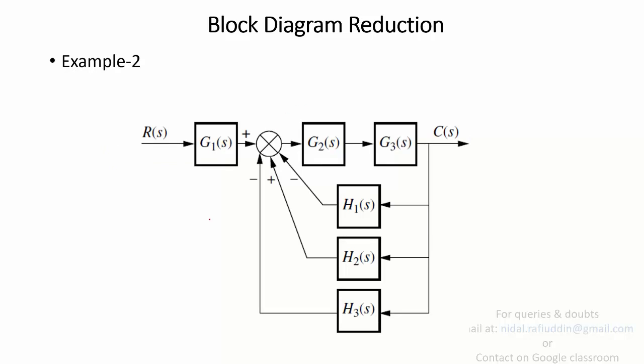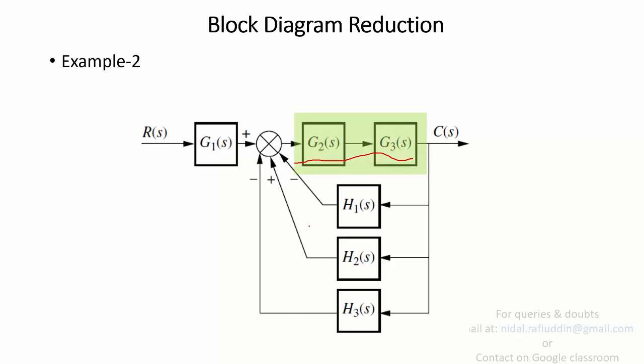So now again we have blocks in a different arrangement, and you have to identify the rules that will be applied to each of them. If you see this particular example, you'll see that there are two blocks straightforwardly connected in cascade, G2 and G3. So these two blocks are connected in series, so they will simply be multiplied.